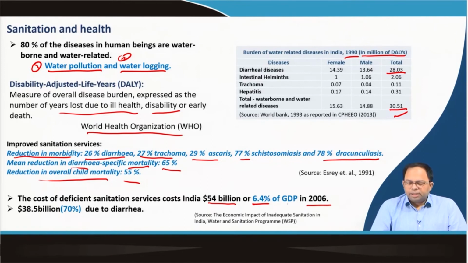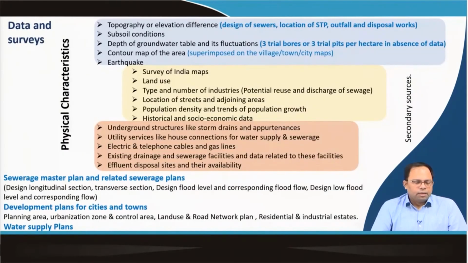You can understand it is huge, in 2006 terms, $54 billion is about 6.4% of our total GDP. So, that is the amount of money we lose in sanitation services cost, and that means if we could have invested even a part of this in sanitation services, then probably we would be reducing this kind of cost that we incur. And $38.5 billion, that is 70% of this, is because of diarrhea only. So, that means this is one thing which we can really try to prevent.